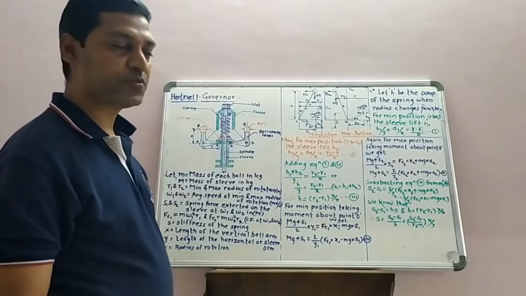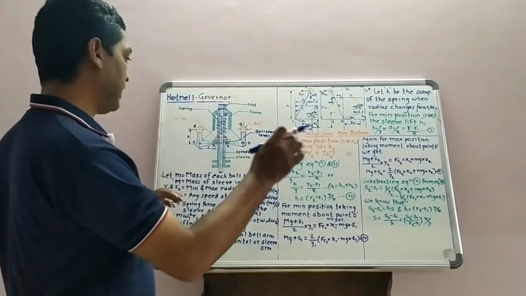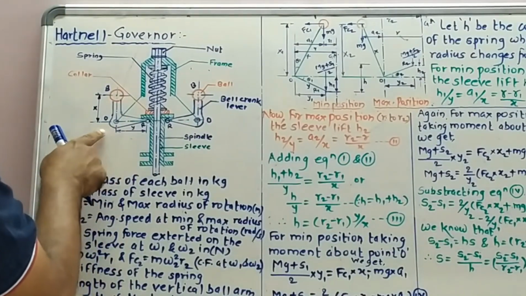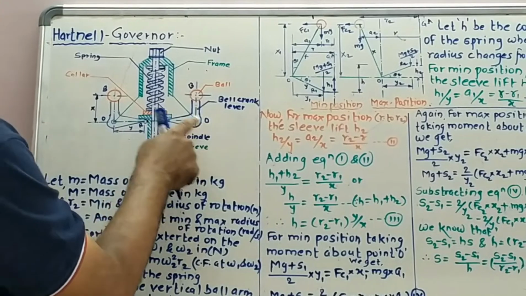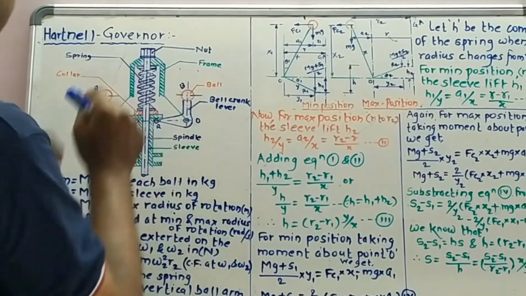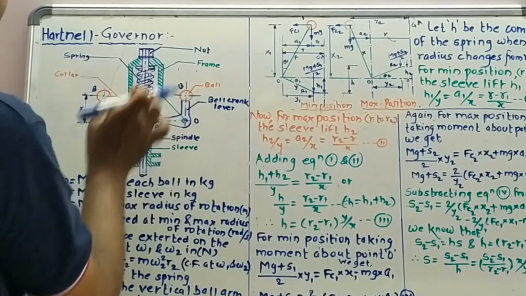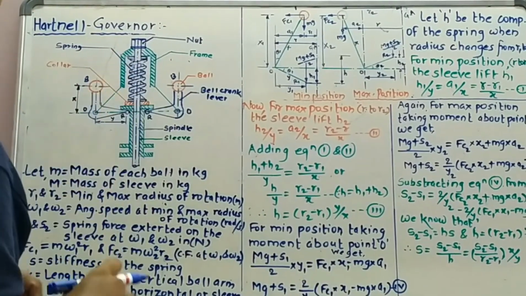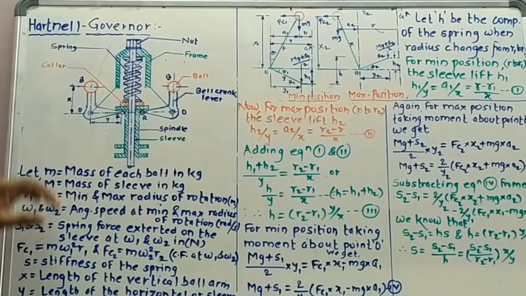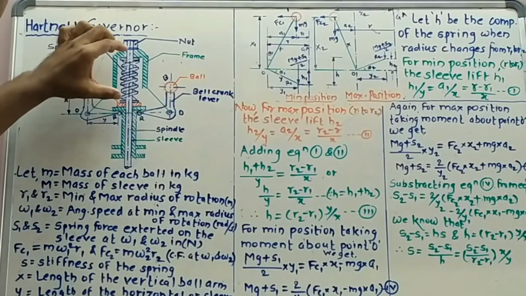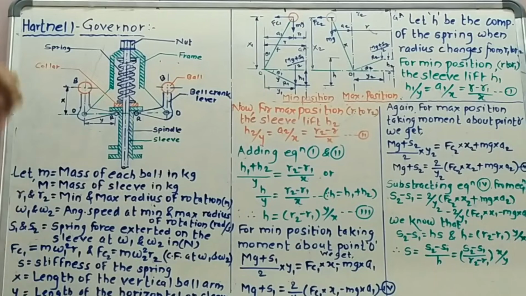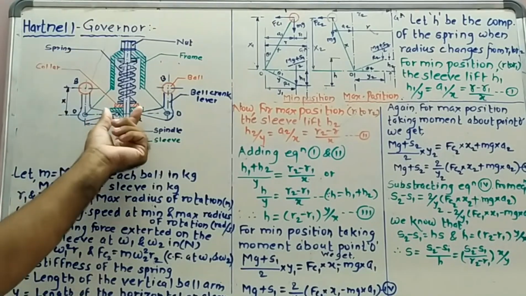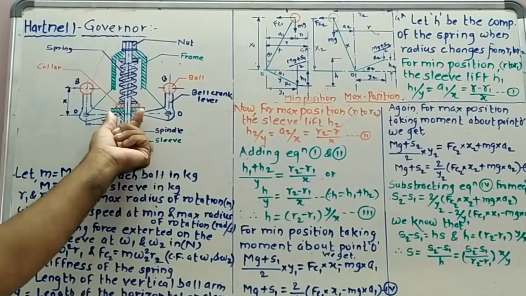Hartnell governor is the spring-loaded governor. It consists of two bell crank levers pivoted at point O to the frame. The frame is attached to this spindle so that it can rotate with it. Now, a spring in compression provides an equal amount of force on this roller.